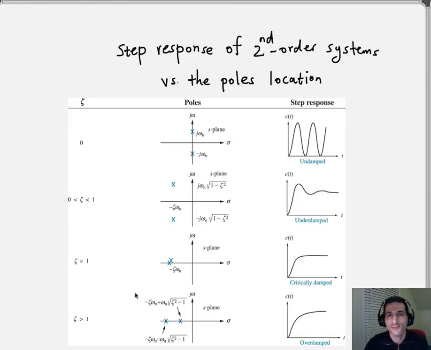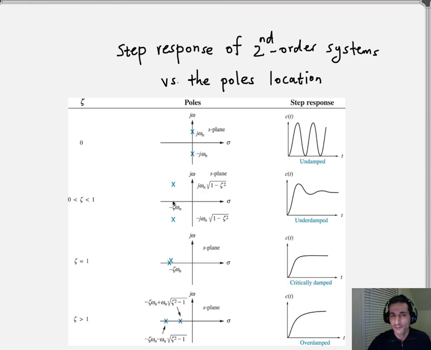Now if you plot the step response of second order systems in terms of the location of the poles, when the pole locations are what you see here, and zeta is equal to 0, this represents an undamped system. Of course you expect the response to oscillate forever. Now when you start increasing the value of zeta, and zeta is less than 1 but still greater than 0, you're going to end up with a pair of complex conjugate poles.